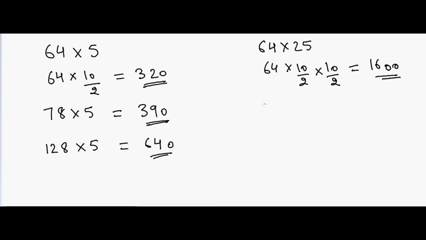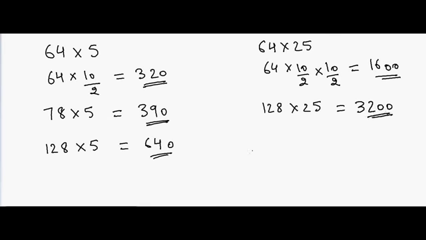Again, if I have 128 and want to multiply by 25, in that case it will be equal to half of 128 is 64, and half of 64 is 32. It's 3200.